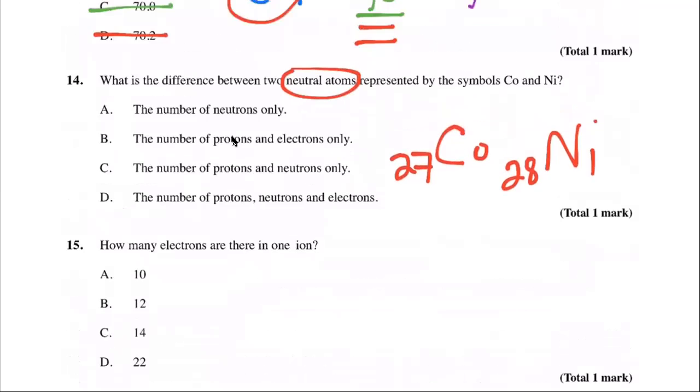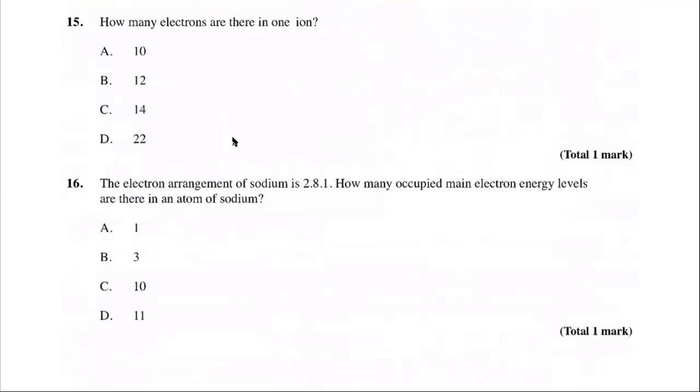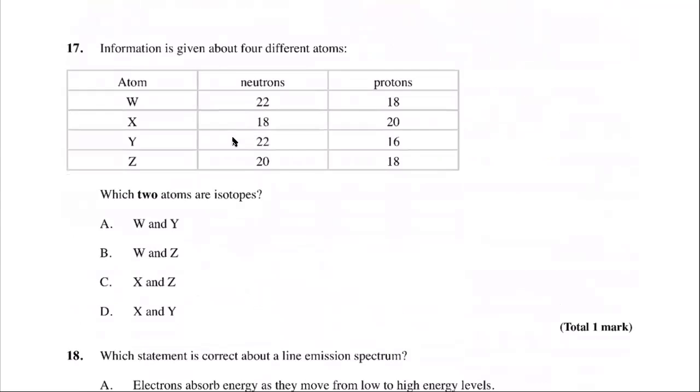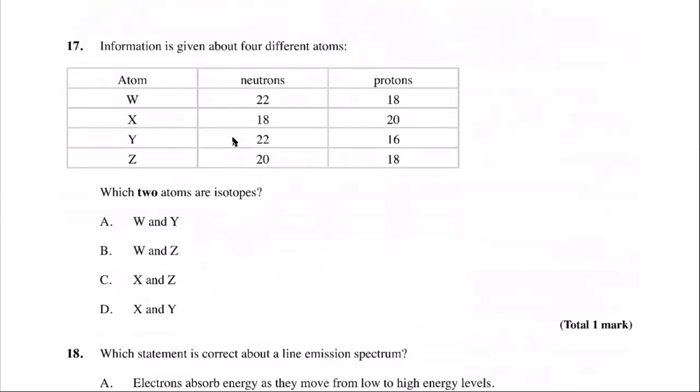Yeah, neutral just means they're telling you that they're not ions, because technically, if you had a nickel ion, and maybe it had lost one electron, then it would have the same number of electrons as cobalt since they're right next to each other on the periodic table. So that's why they said neutral atoms, so that you know that the cobalt would have 27 electrons and 27 protons. Nickel would have 28 electrons and 28 protons. So both of those would be different.